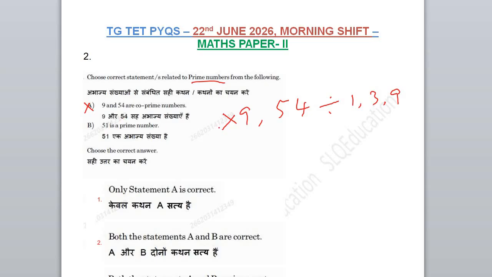Second, 51 is a prime number. So 51 is nothing but 3 into 17. It is divisible by 3 and 17. 5 plus 1 is 6, and 6 is divisible by 3. So 51 is also divisible by 3. So it is not a prime number. So this given statement is also a wrong statement. So choose the correct statements.